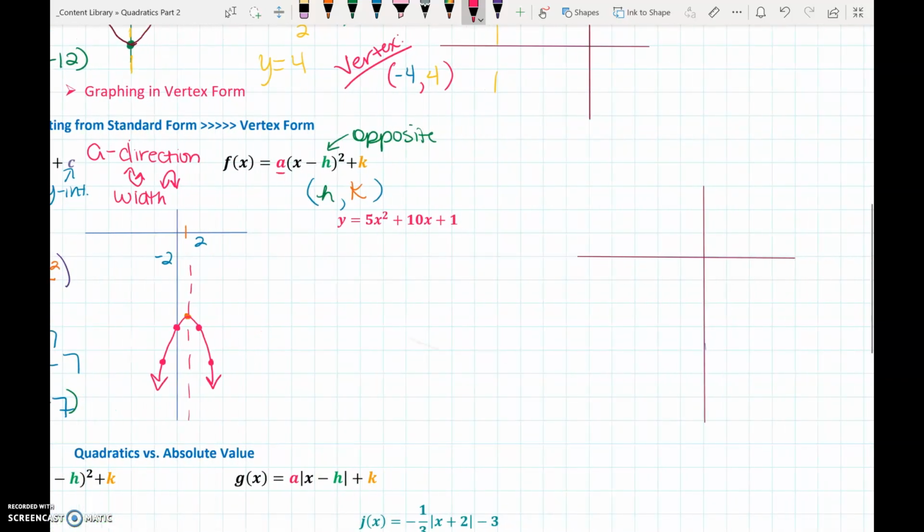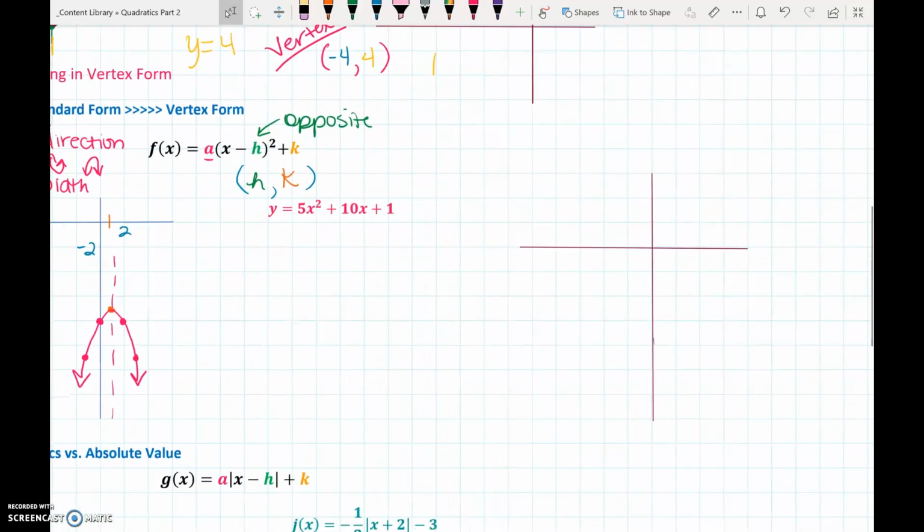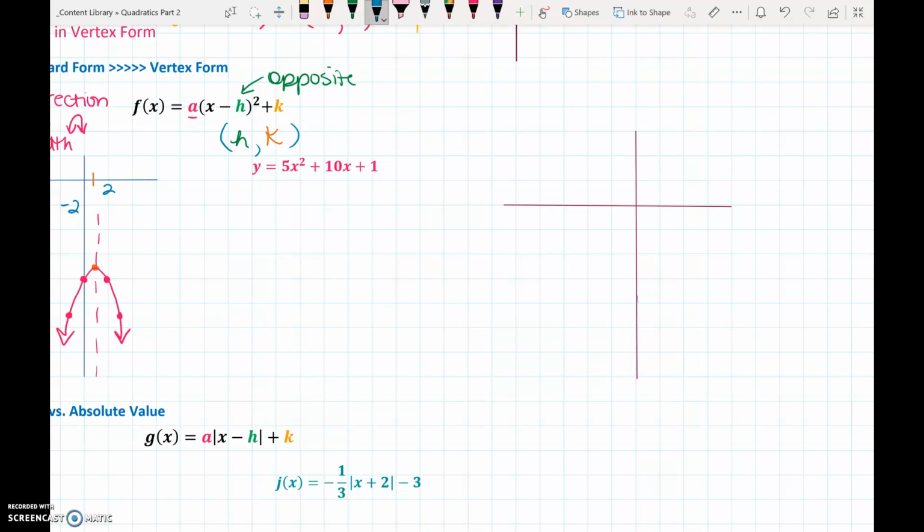If you want to try it on your own, just pause the video and then play it to check your work. So I'm going to start by, again, moving over that C term, because even though 1 is a perfect square, 5 is not. So this is not a perfect square trinomial. And factor out my A term. So I'm keeping my 5, and I'm left with x squared and 10x divided by 5 leaves us with 2x.